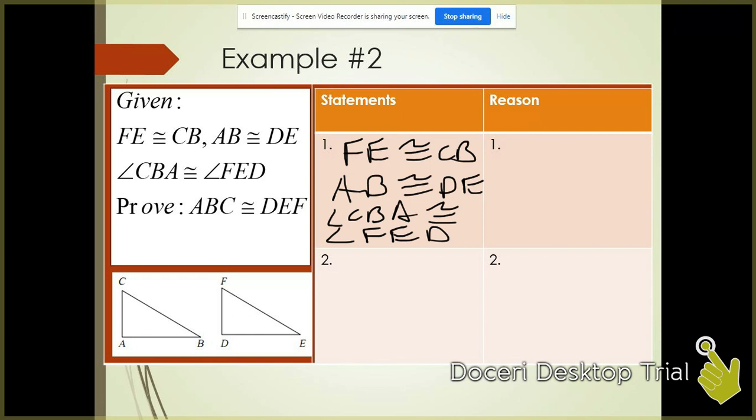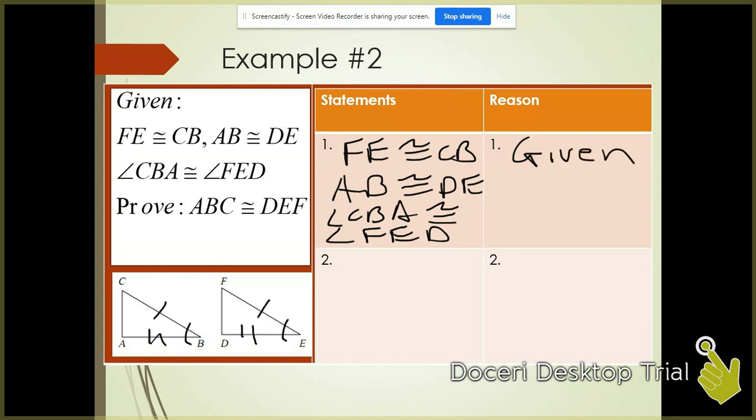Once again, we're going to go ahead and mark that. So this time FE and CB are congruent, AB and DE are congruent, and then we have angle CBA, which is this bottom one, and angle DEF, which is the other bottom one. Oh, and I forgot to put my reason. Again, the first statement is always because it is given.